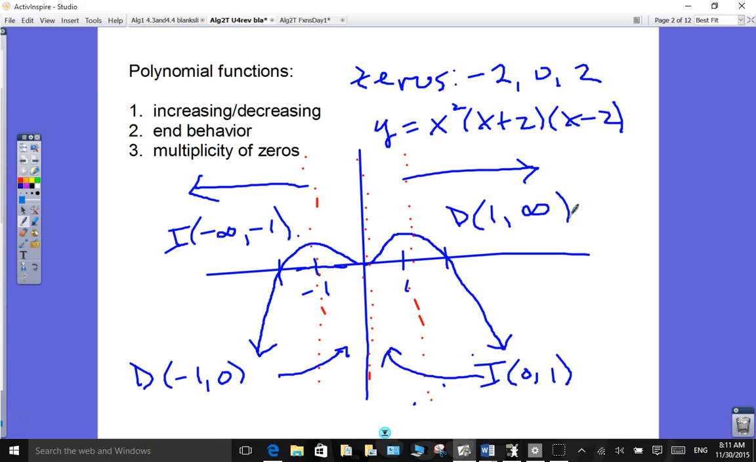So that just gets at a little bit of what we mean by increasing and decreasing. We didn't talk about end behaviors. We did that on the last slide, multiplicity of zeros. Okay, next.